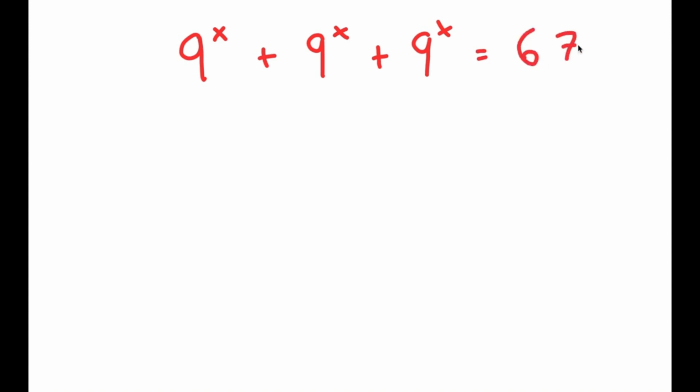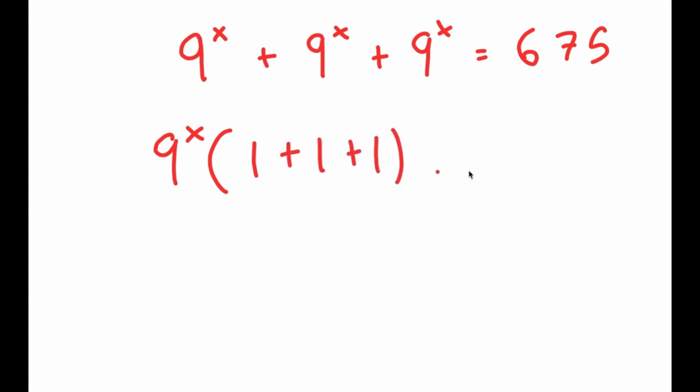Alright, so in this video, I'm going to solve the equation 9 to the power of x plus 9 to the power of x plus 9 to the power of x is equal to 675. So to solve this, for my left-hand side, I'm going to start by factoring out 9 to the power of x. So I get 9 to the power of x times (1 plus 1 plus 1) is equal to 675.